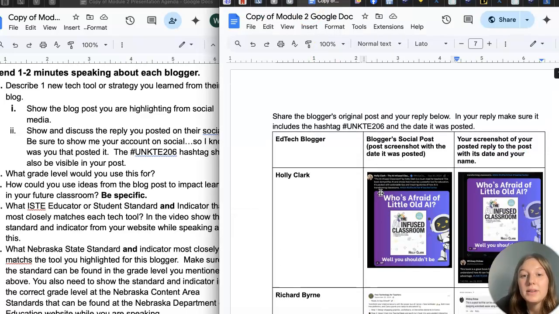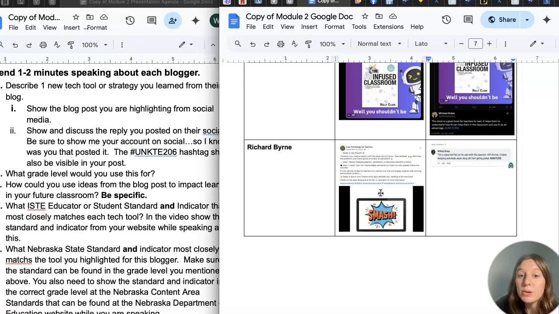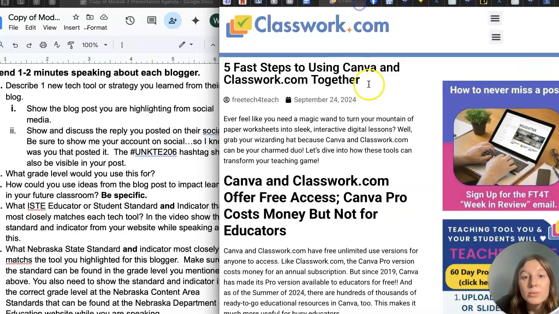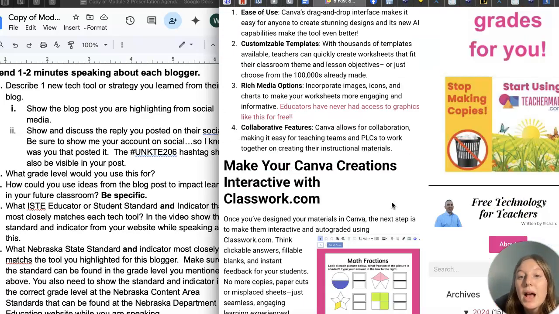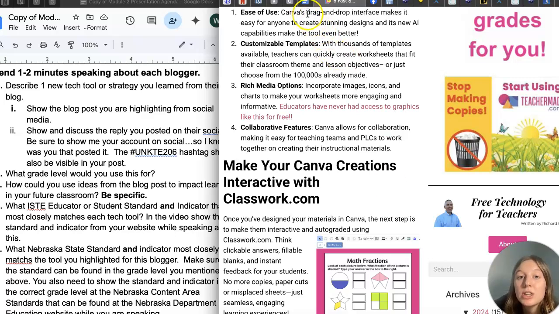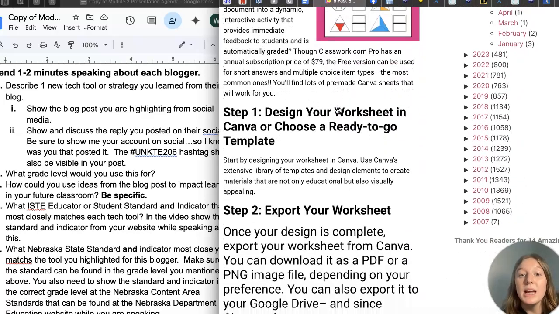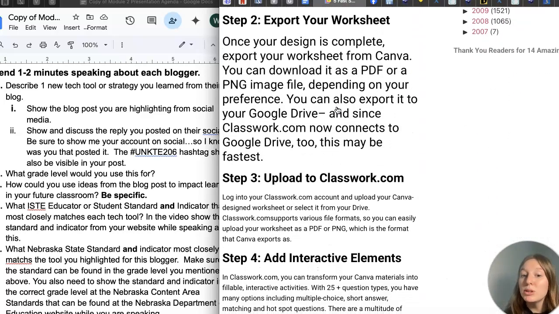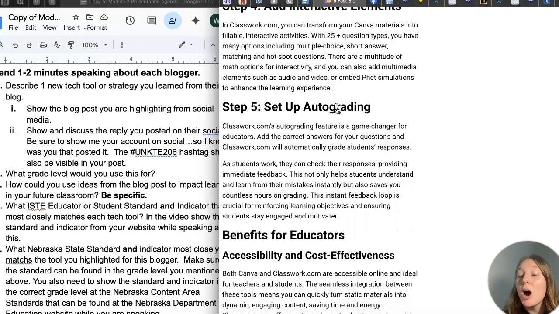Next, I have Richard Bride. His blog is about how you can use Canva to help you customize templates and also export worksheets, upload to classwork, add interactive, set up auto grading, which I think is very important because sometimes teachers get very overwhelmed and swamped in grading, so having that auto grading really helps to benefit them.